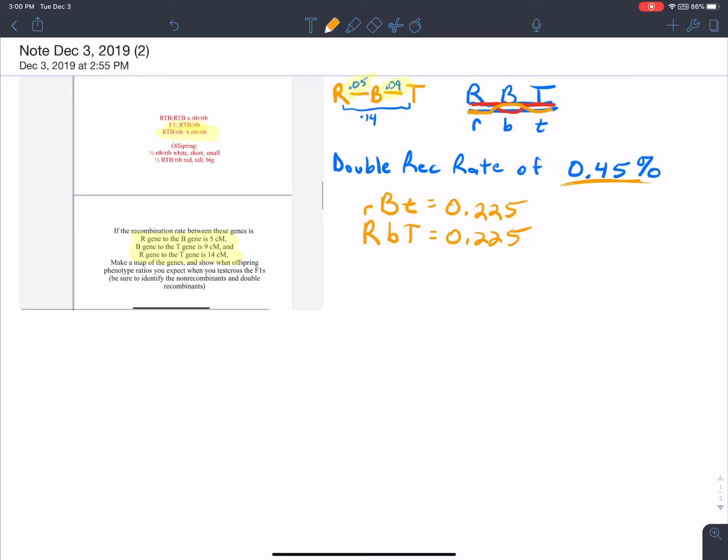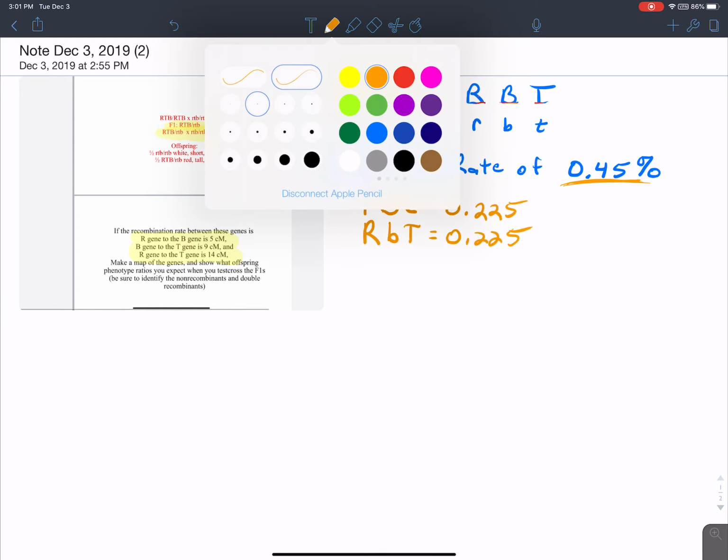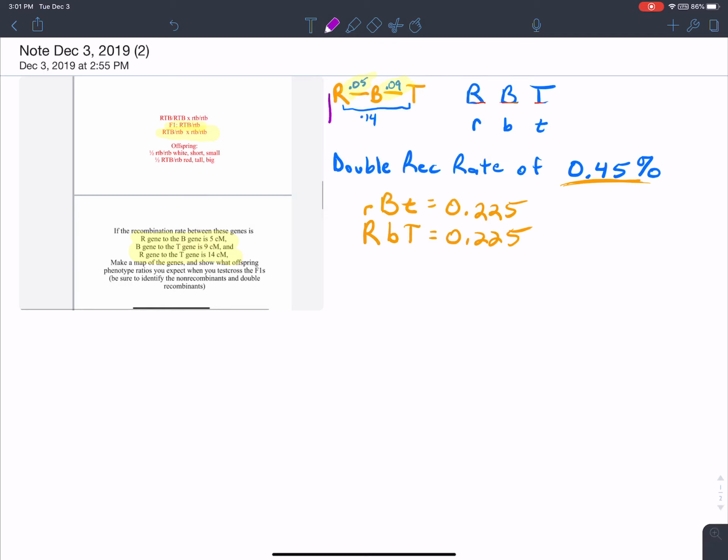All right, so there's a couple different ways to do this. I could have gone ahead and written down all the gamete types, but I'm just going to leave this as the linkage phase since this is another way to do it. All right, so that's the double recombinants. Single recombinants are this R and B and the B and T separately.